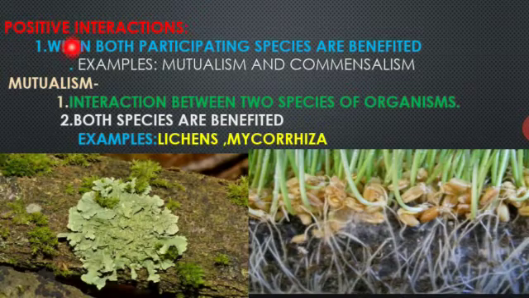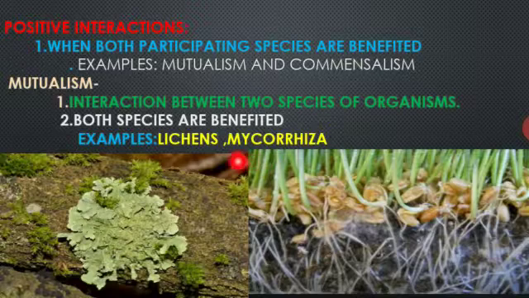Positive interaction means when both are participating together and benefited equally. In this there are two types: one is mutualism and another one is commensalism. Mutualism means interaction between two species of living organisms. Both will be benefited, exchanging with each other. For example, lichen as well as mycorrhiza.